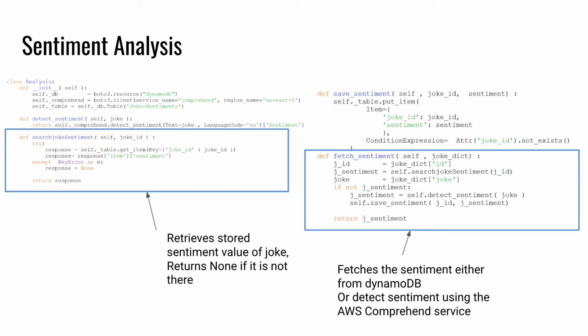After analyzing the joke, we cache the sentiment along with the ID of the joke to a DB table. We then append the sentiment value to the JSON object that contains the joke that is served as a resource.